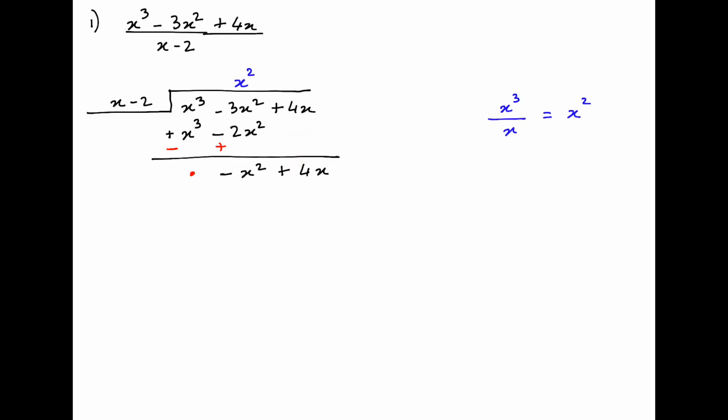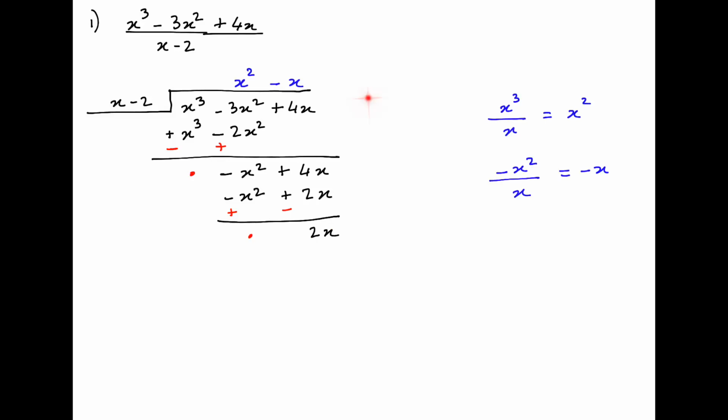You will continue doing the same thing as before. You will take the term negative x square and divide it by x. Again, 2 minus 1 will give me 1. So I will get negative x to the power of 1. I will multiply x minus 2 with negative x. When I do that, I'll get negative x square. Negative 2 multiplied by negative x will give me positive 2x. And again remember to change the sign. This negative will become positive and positive will become negative. This will get cancelled out and 4 minus 2 will give me 2x.